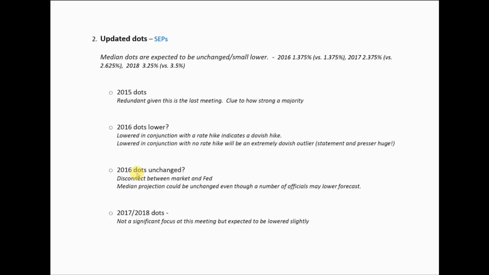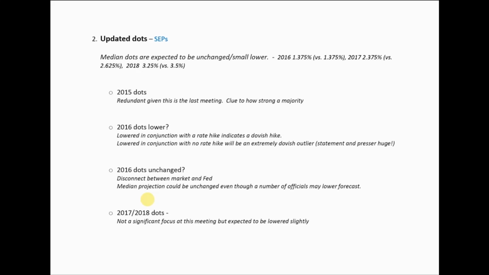If the 2016 dots are unchanged, then we still see the disconnect between the Fed and the market persisting. Obviously we talked about it closing for this current meeting, but for 2016 and 17, still there, so the disconnect will still remain in all likelihood. Maybe it will close a little bit, but the market's not expecting it.